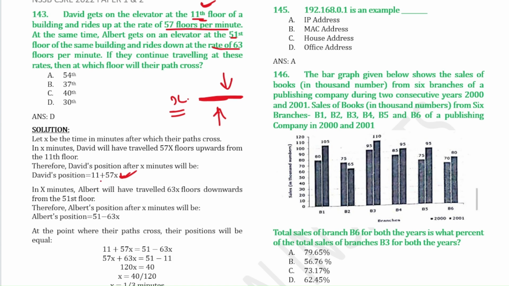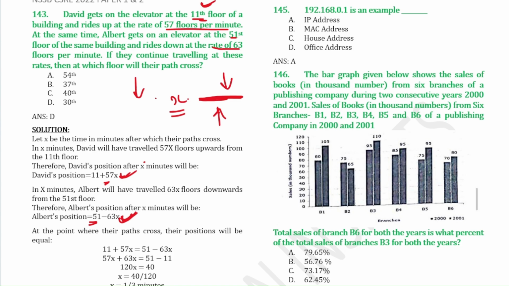Since David is going upward, it will become plus, and since Albert is coming from the top floor to the bottom floor, the numbers are decreasing, yes or no? That means we will subtract in the case of Albert. So in Albert's case, he gets on the elevator at the 51st floor, and then he's coming down at the rate of 63 floors per minute. So we have to find the value of x.